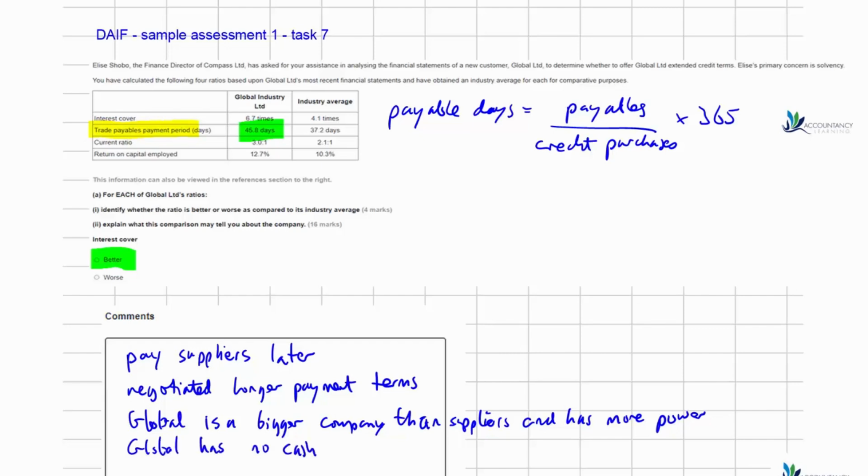Or it could be that Global is just struggling and it doesn't have any money to be able to pay those suppliers. So it's paying 8 days more slowly simply because they don't have any cash. And that's not a good thing. And the risk is that Global will suffer poor reputation amongst suppliers, and it may be difficult to buy from suppliers in the future if we're not going to pay them quickly.